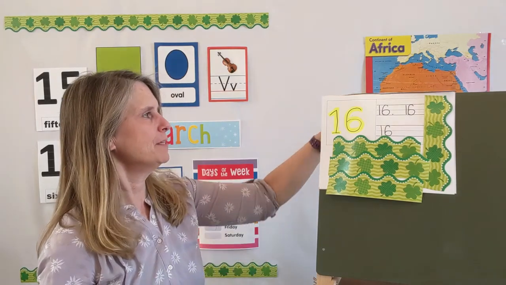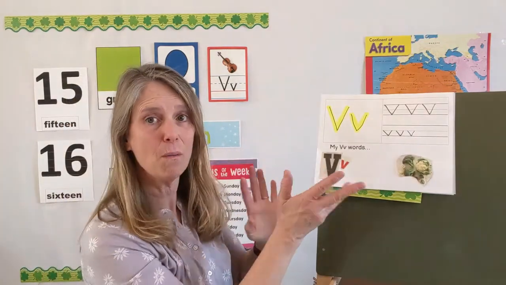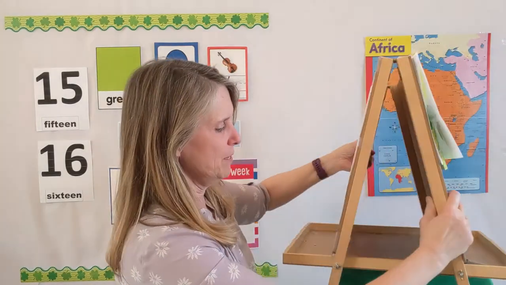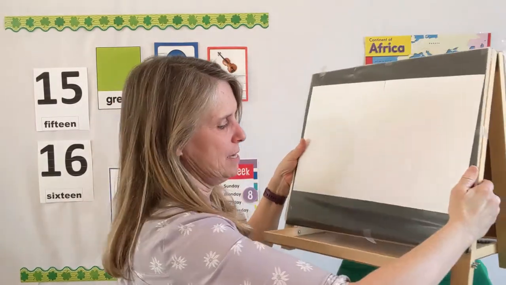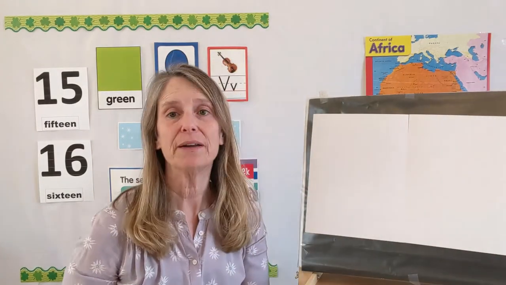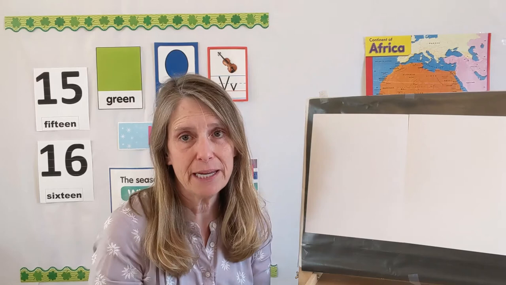Okay, let me flip this around. I want to turn my whole board because on the back side, we're going to do something together. Let me flip everything around here. I have some white paper here. We are going to do some painting together. So if it's okay with your grown-up, if you want to go get some paint, you may do that.